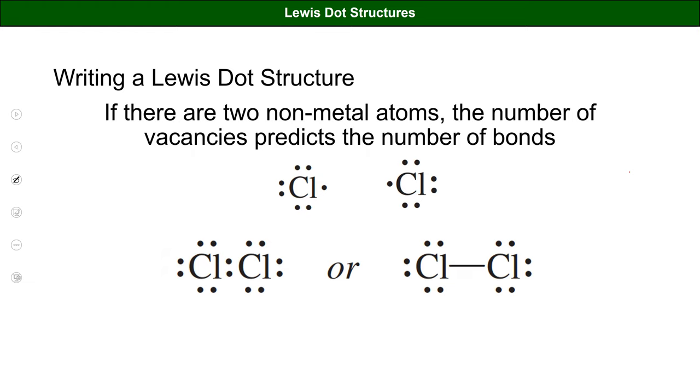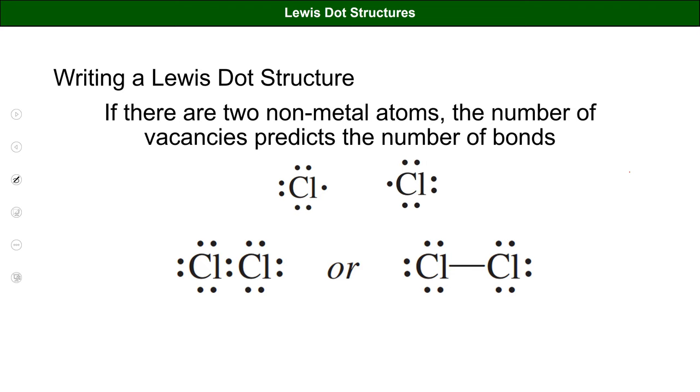If there are two non-metal atoms, the number of vacancies predicts the number of bonds that element will require to become more stable, until we start breaking that octet rule. So it's still a general rule that you want to get at least 8 electrons to fill the valence, and that's accurate for everything larger than helium, right? Helium and hydrogen, because they're in n equals 1, can only have a total of 2 electrons. But once you get into the second energy level and beyond, we want at least 8 electrons to fill up a p orbital and an s orbital for every energy level.